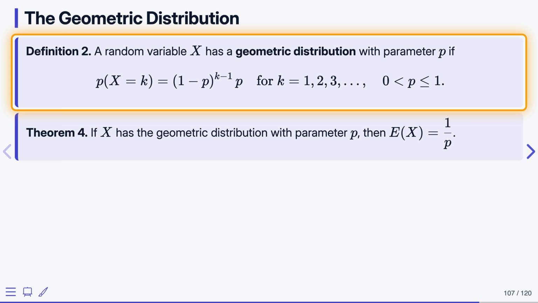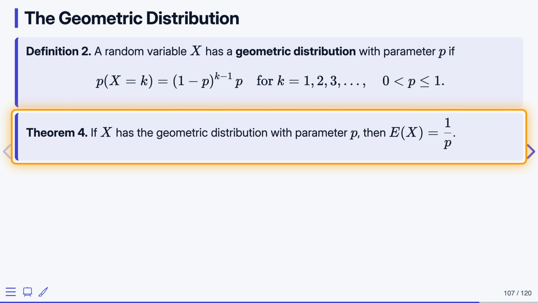The geometric distribution describes waiting for the first success. If each trial succeeds with probability p, then the chance the first success comes on trial k is (1 minus p) to the power k minus 1 times p. Read it as k minus 1 failures, then a success. Theorem 4 gives a very simple mean. The expected number of trials until the first success is 1 over p. If a trial succeeds 1 time in 10, you wait about 10 trials.